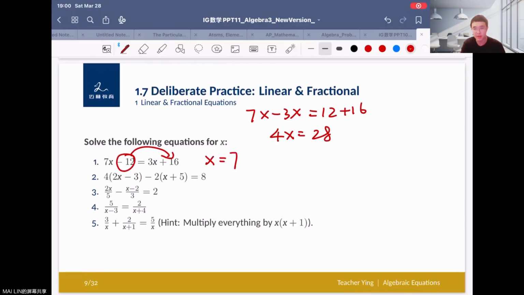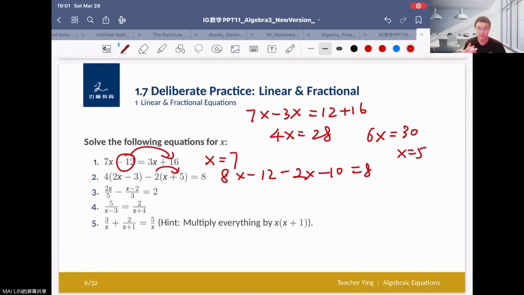And on the second equation, you can first expand the brackets as 8x minus, maybe 4 times 3 is 12, right? 8x minus 12, and then minus 2x, right? And 2 times 5 is 10, so 2x minus 10, right, equals 8. So now you can just calculate it as 6x equals 12 plus 10 equals 22, 22 plus 8 equals 30, right? So it's x equals 5. Okay, that is the second problem.